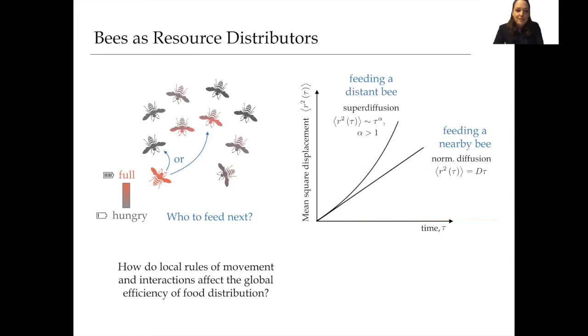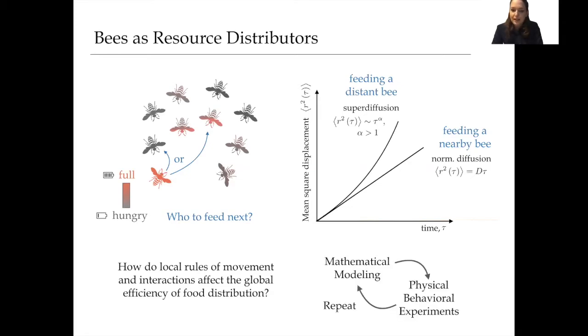So what we want to do is come up with the local rules of movement and interaction and understand how they would affect the efficiency of food distribution when thinking about it as a diffusive process. The approach in my lab usually combines mathematical modeling with physical and behavioral experiments with honeybees. We tend to iterate between them, and I would like today to present the results in this iterative way instead of a linear way, because I think it can help us understand something about the physics of behavior of these individuals.